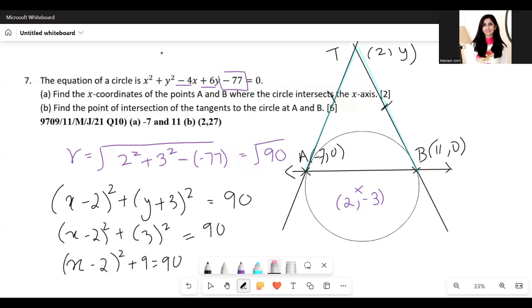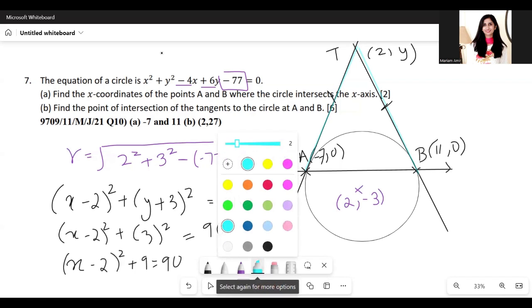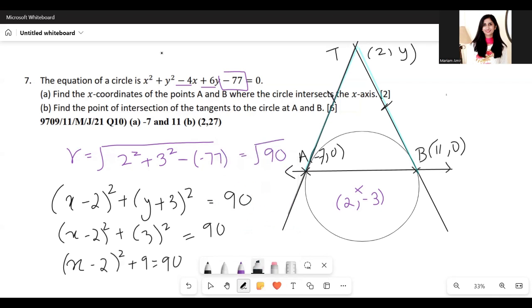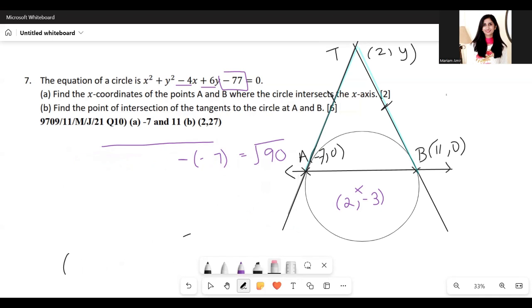Now we need to find the value of y. So what we can do is find the equation of one of these tangents. Let's say I'm going to find the equation of this tangent. And then I'm going to substitute x equals 2 in it and I'll get y. Now, how do we find the equation of the tangent? Again, go back to the O-level circle property: radius and tangent are perpendicular to each other.